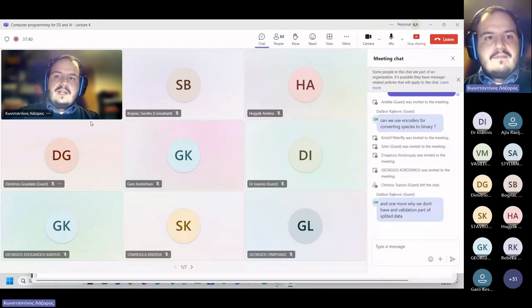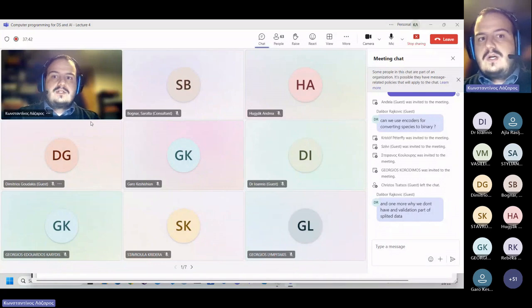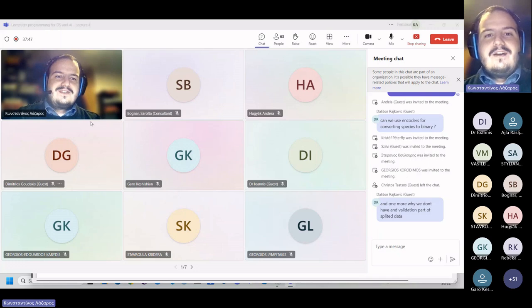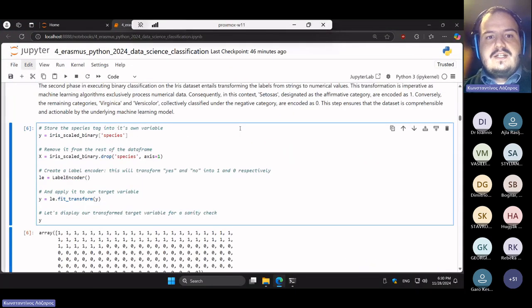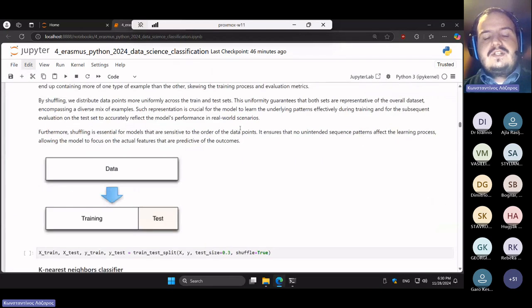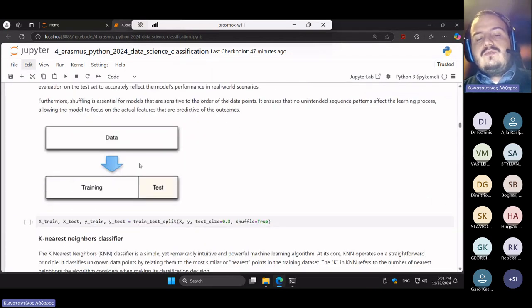Oh, so you could have a validation part for your data as well. Actually, validation is a very nice touch there. So validation, as Daribor says, would be a third subset of our data set. So what we would actually do for validation is that we would go on and have a third subset of our data set. So in most cases, what you do is that you split your data into training and a rest part, which consists of like 30 or 20% of your data set. And then you split this part into testing and validation sets.